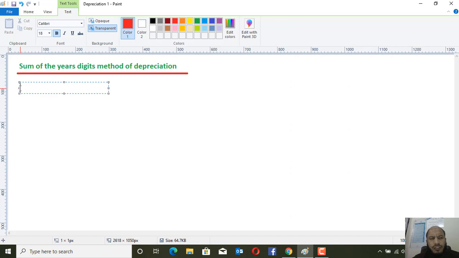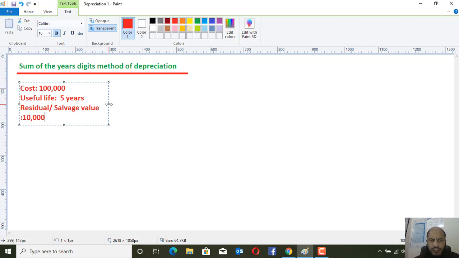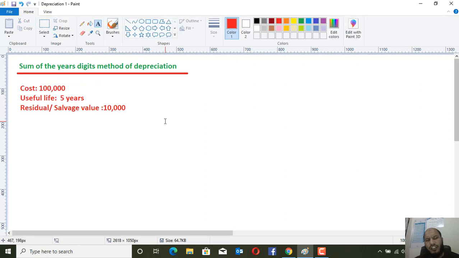So now let's take the same example. For example, a company purchased a machinery for 100,000 rupees, and this machinery had a useful life of 5 years, and the residual, or we may say the salvage value of this machinery was considered as 10,000 rupees or 10,000 AFN. So this is the data.